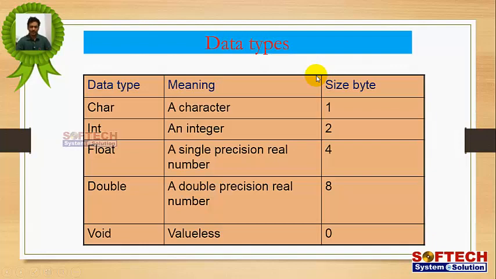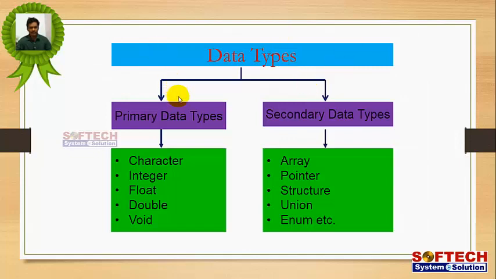If we want to tell our age, we use numeric digits without a decimal point, that is, whole numbers. If we want to tell our percentage of marks, we use numeric digits with the decimal point, that is, a real number. So data types in C language are categorized into two major parts: primary data types and secondary data types.